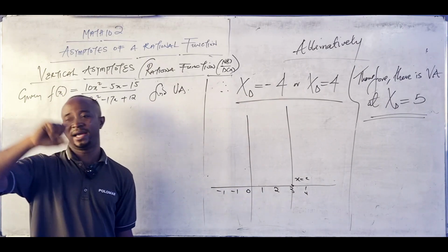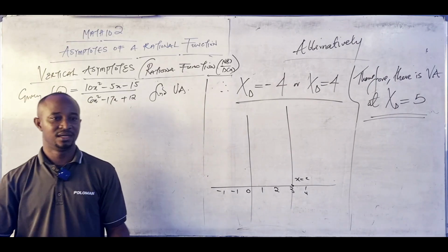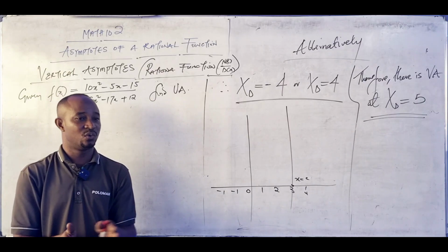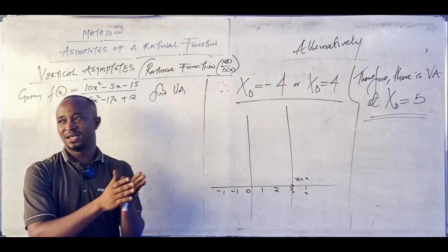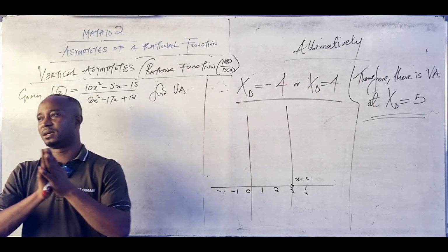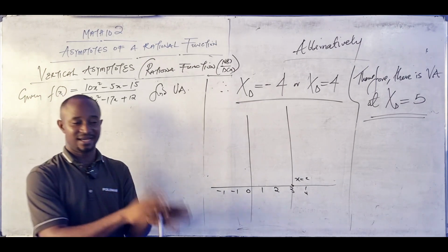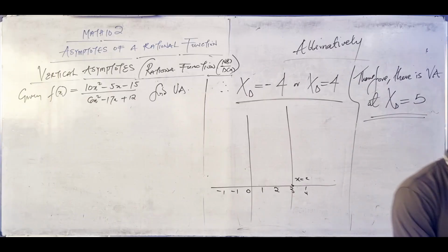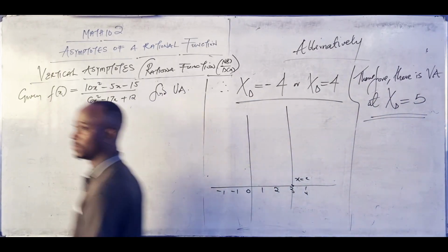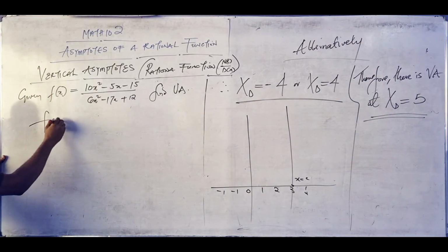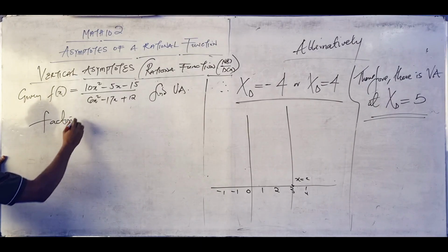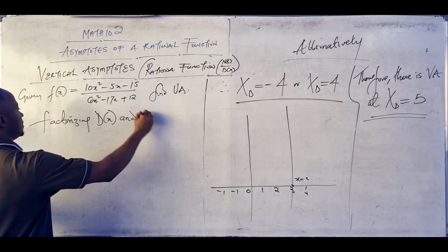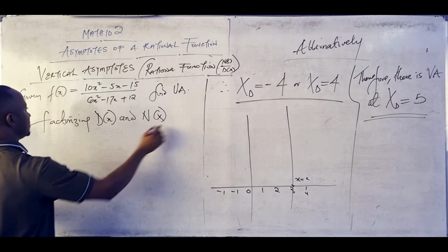Or we find our numerator and denominator, then check if they are the same. If that is the case, that means there is no vertical asymptote. But if our numerator and our denominator are not the same, what do we say? There is a vertical asymptote. Let's find out. So we have to factor out, factorizing the denominator and the numerator.